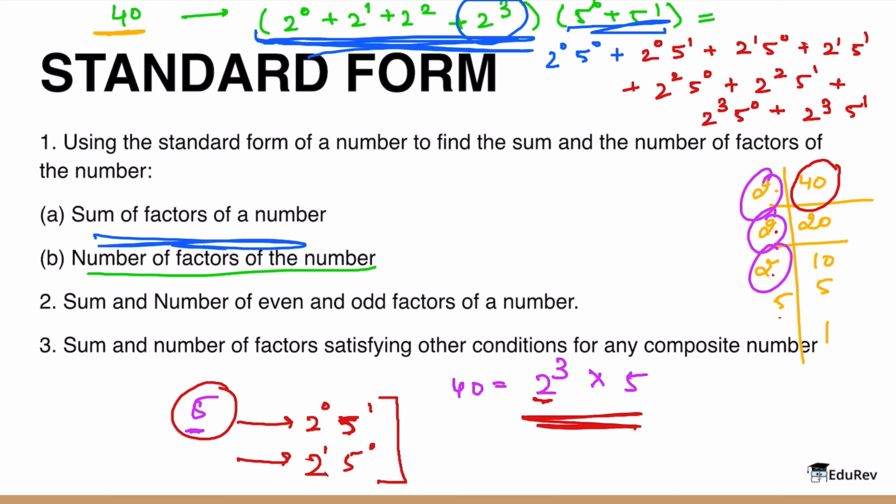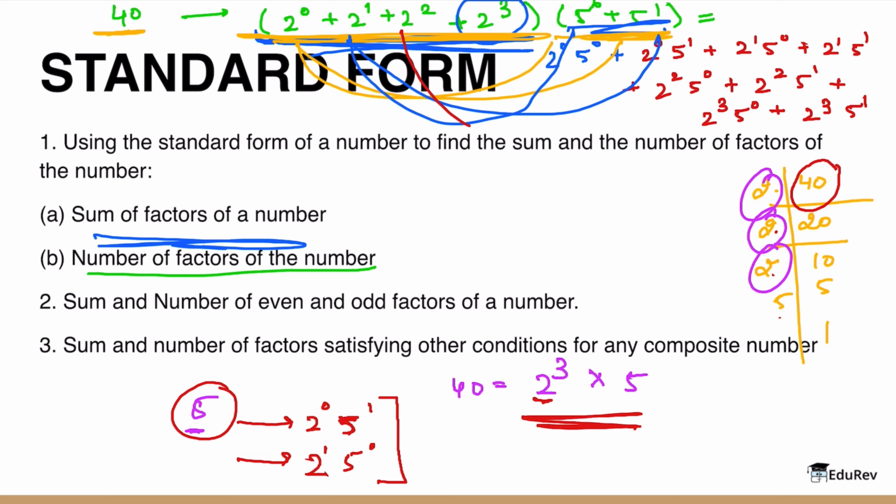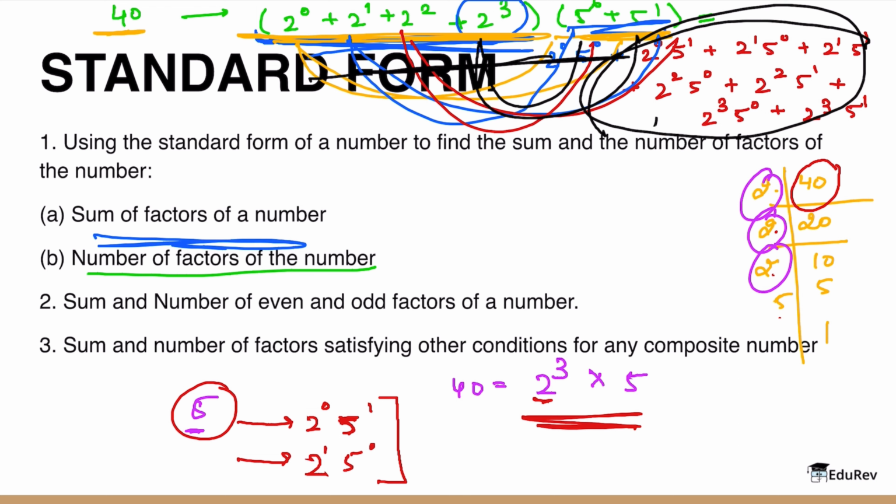Okay. So why I'm doing this is because when I'm going to open these two brackets, the bracket with this one and the second bracket this one, when I'm actually going to multiply these numbers, like 2 with this, then with this, then 2 to the power 1 with 5 this and this, then 2 to the power 2 with 5 and this, then this with this and this. When I'm going to multiply, then this is going to happen, and this expansion is actually going to give me all the possible factors of number 40.